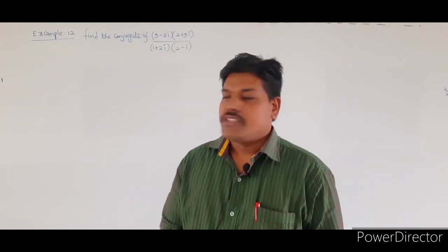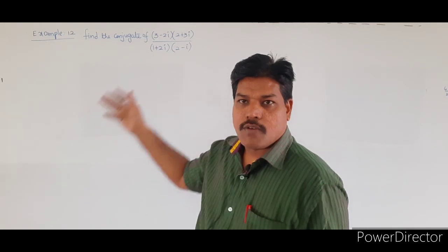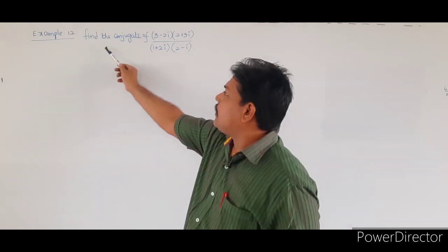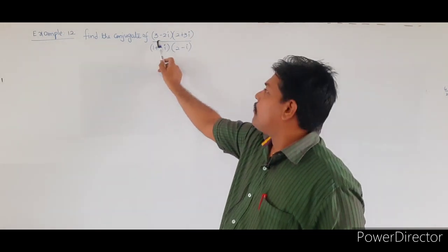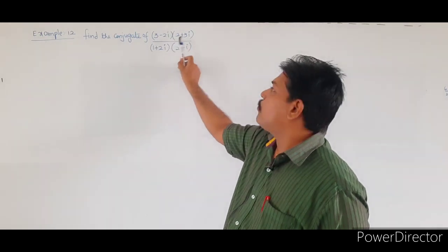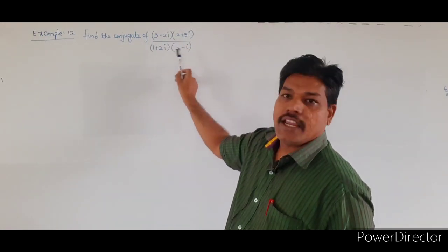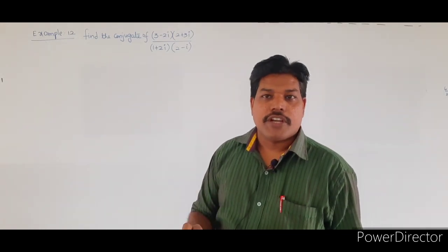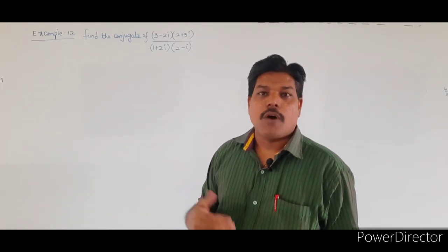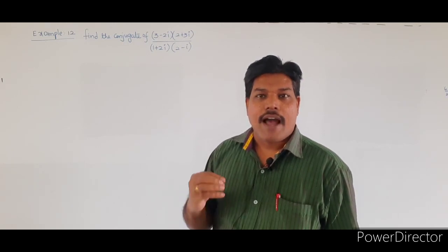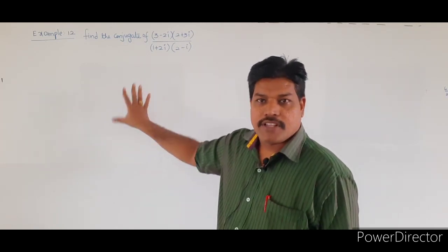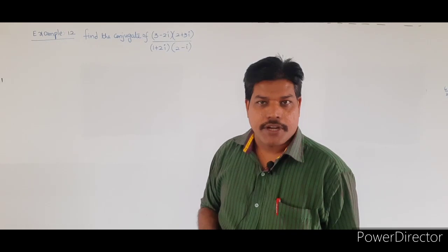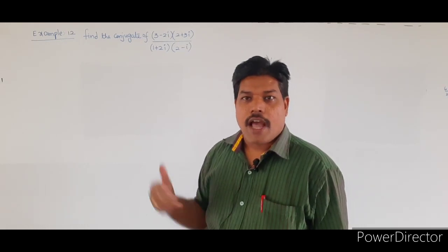See students, see the example number 12. So what is example number 12? Find the conjugate of (3 minus 2i)(2 plus 3i) by (1 plus 2i)(2 minus i). So they are asking you to calculate the conjugate of this complex number. To calculate this, first you have to simplify the complex number, then we can apply the conjugate. So first we have to simplify that.